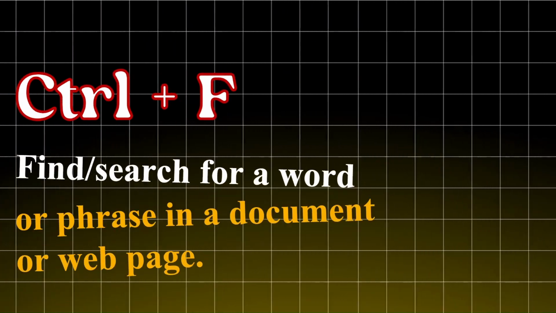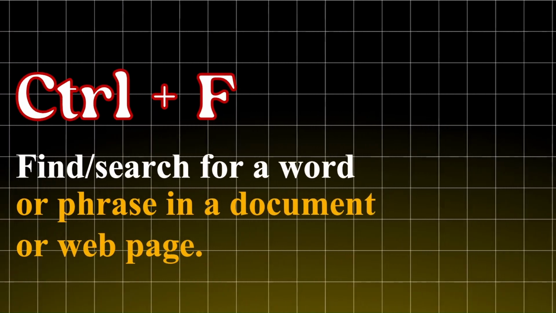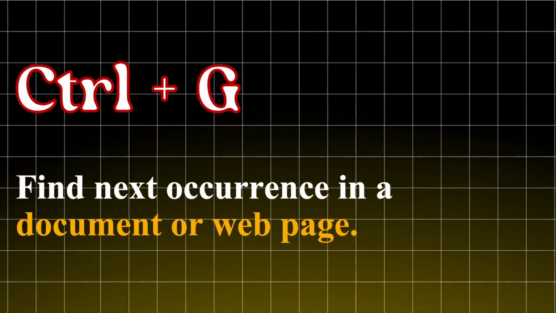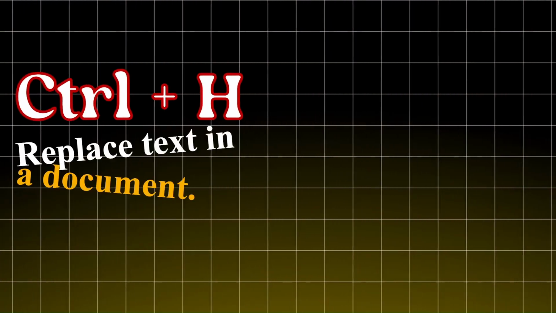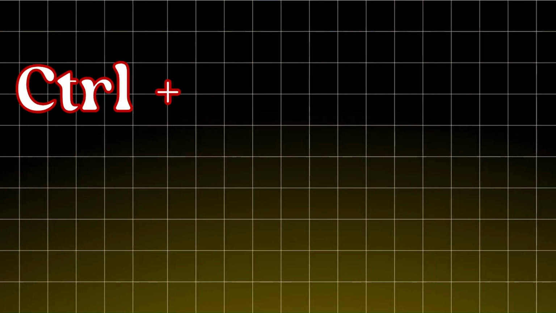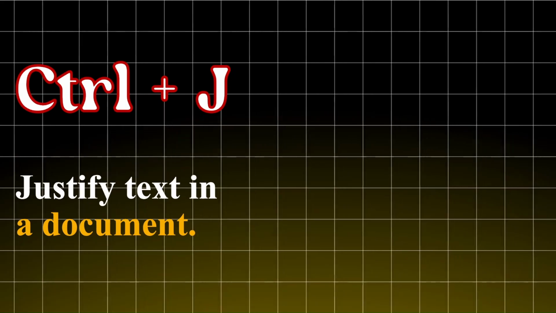Ctrl plus F, find/search for a word or phrase in a document or web page. Ctrl plus G, find next occurrence in a document or web page. Ctrl plus H, replace text in a document. Ctrl plus I, italicize selected text in a document. Ctrl plus J, justify text in a document.